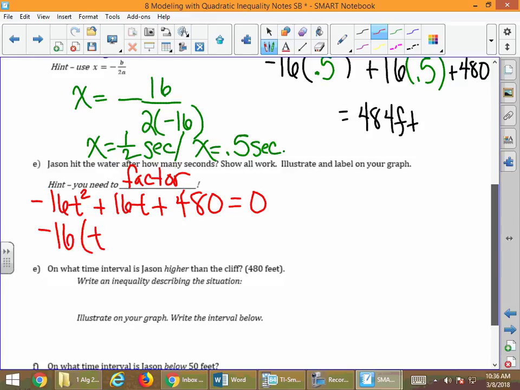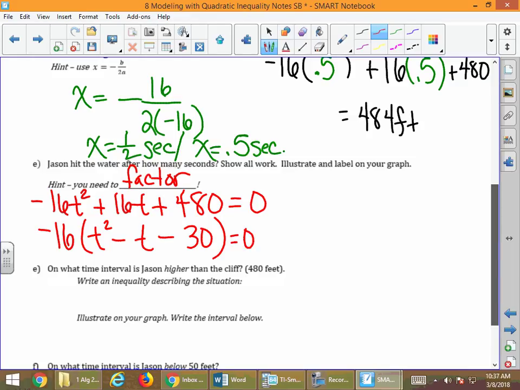And we get t squared. And we get minus t. Positive 16t divided by negative 16 is negative t. Minus 480 divided by 16 is 30. And now it's much easier to factor.